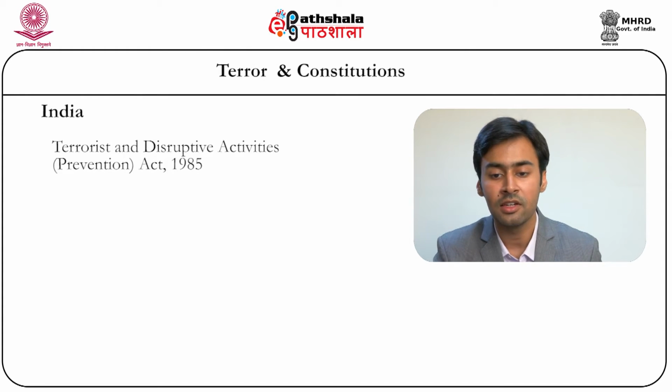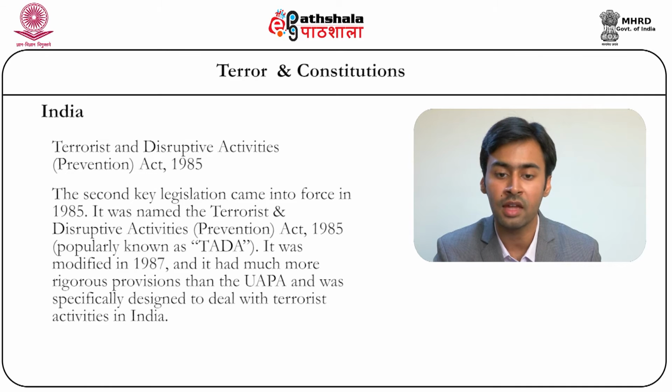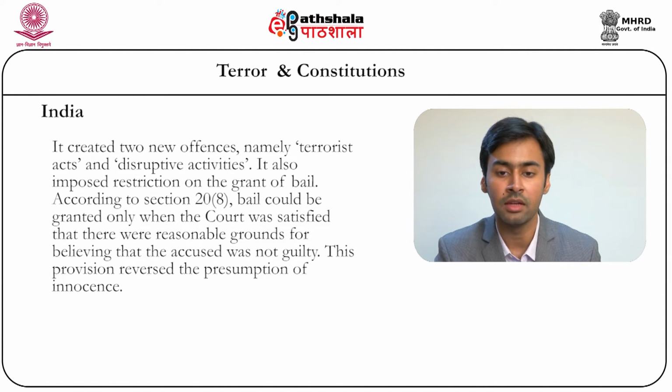The second key legislation that came into force in 1985 was the Terrorist and Disruptive Practices Act, 1985. It was modified in the year 1987 and it had much more rigorous provisions than the previous UAPA and was specifically designed to deal with terrorist activities within India. It created two new offences, namely terrorist acts and disruptive activities. It also imposed restrictions on the grant of bail.